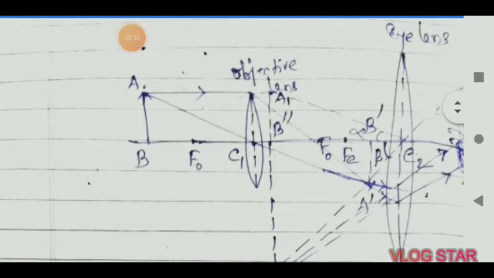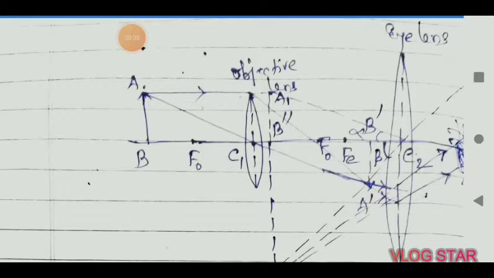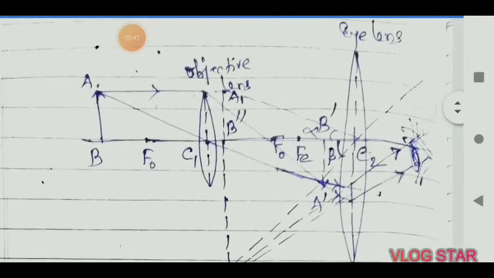It consists of two convex lenses. The one facing towards the object AB is called the objective lens, and the lens which is facing towards the eye is called the eye lens or eyepiece. These two lenses are mounted coaxially along the same axis. It can move to and fro.